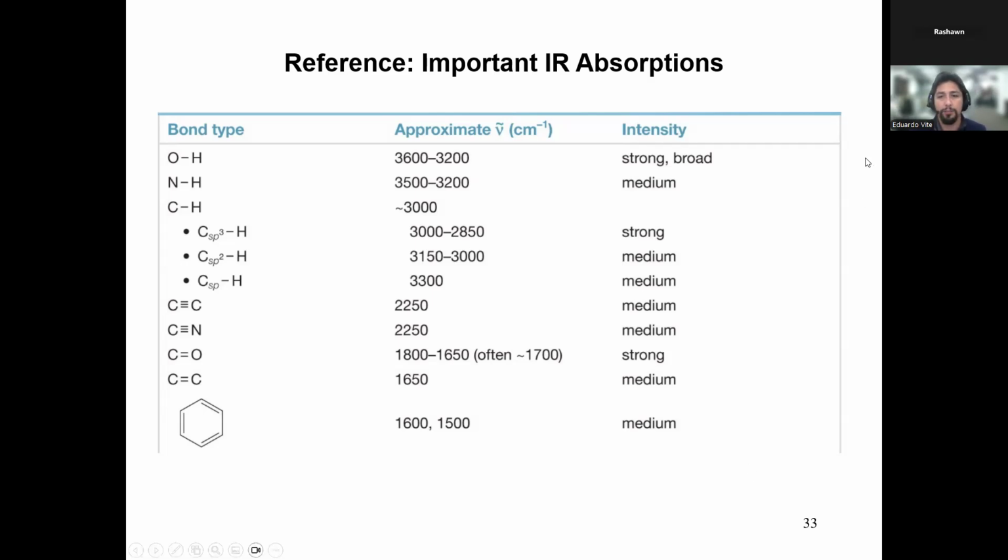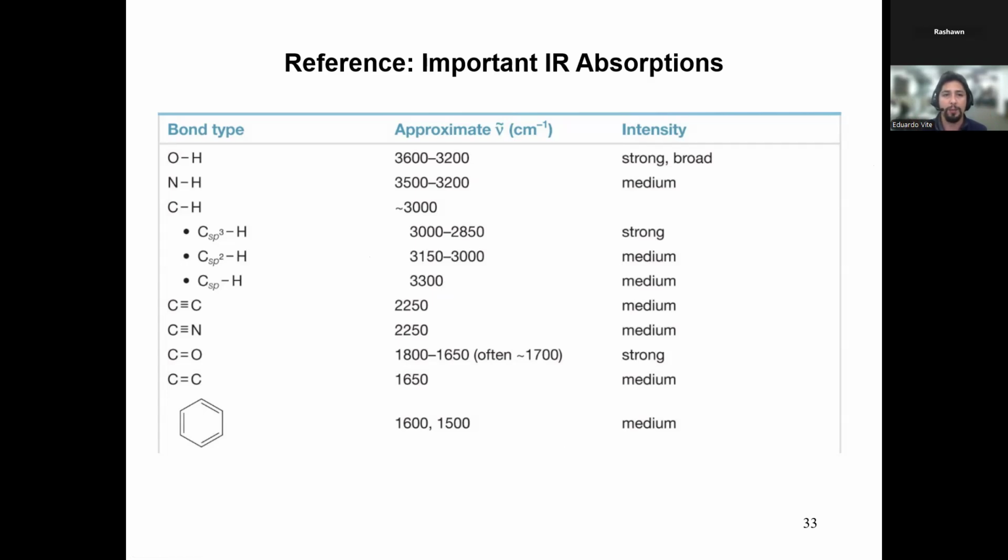So you can find all sorts of tables like this on the internet. You can just go on Google and type in table of IR spectra. I think your textbook has some of these. If you bought the Organic Chemistry as a Second Language book, I think there's also a table. Some tables have more info than others. And remember, these are general guidelines. These are not 100% absolute.